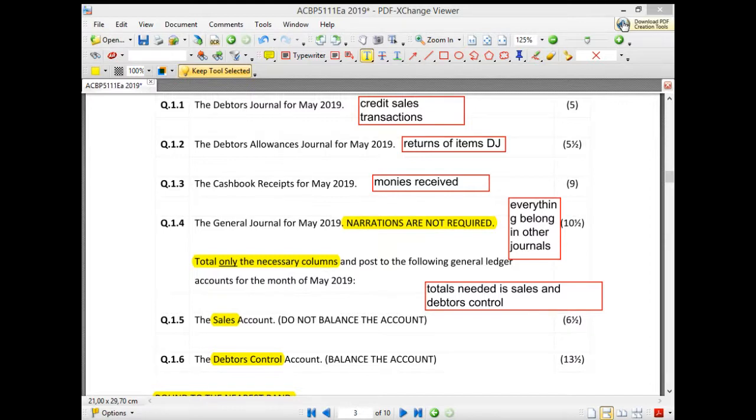Then if we go to the cash book receipts, we would only total the sales and the debtors control column, but I'm just going to show you what, if they ask for everything, you would have totaled.